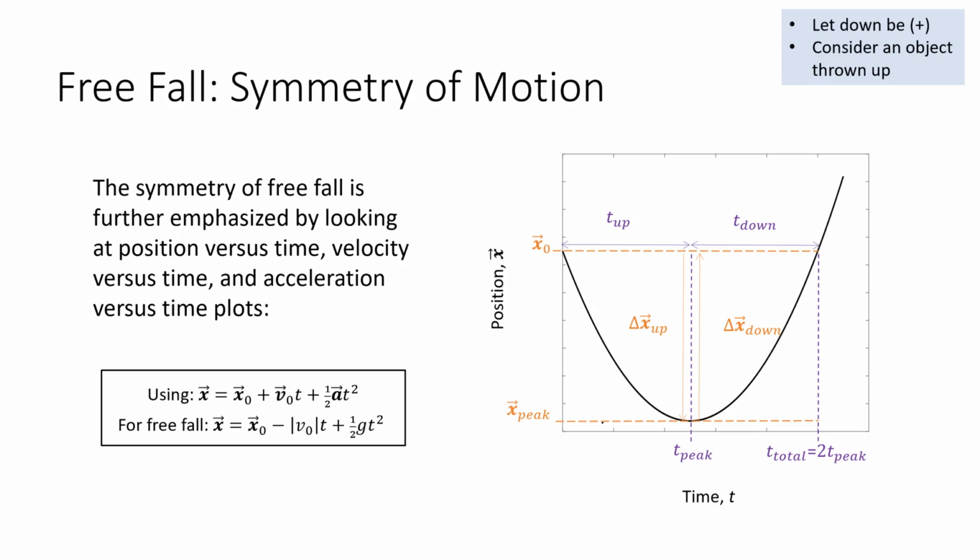Okay, and so I get this U-shaped graph here, which is what we expect, and the peak is really this lowest point on my graph. And so you can see it is in fact exactly halfway through the duration of the trajectory, right? So it's halfway between the total amount of time and the initial time. And you can see the nice symmetry in terms of both the t up and t down here, as well as the displacement up and down for our ball.